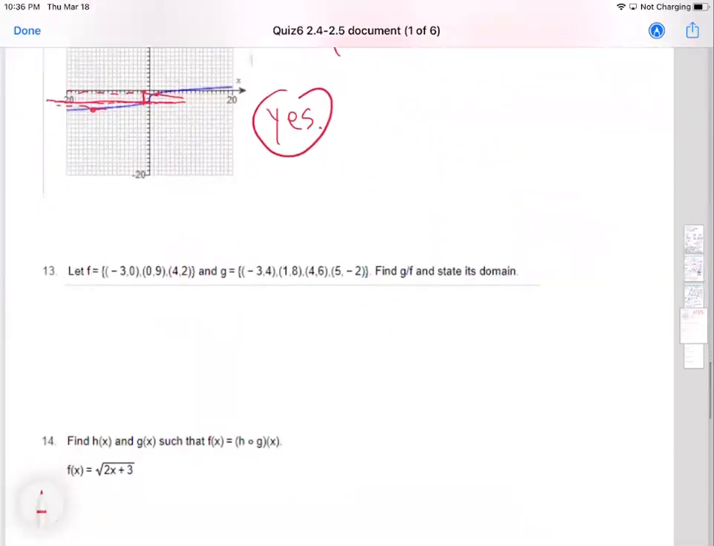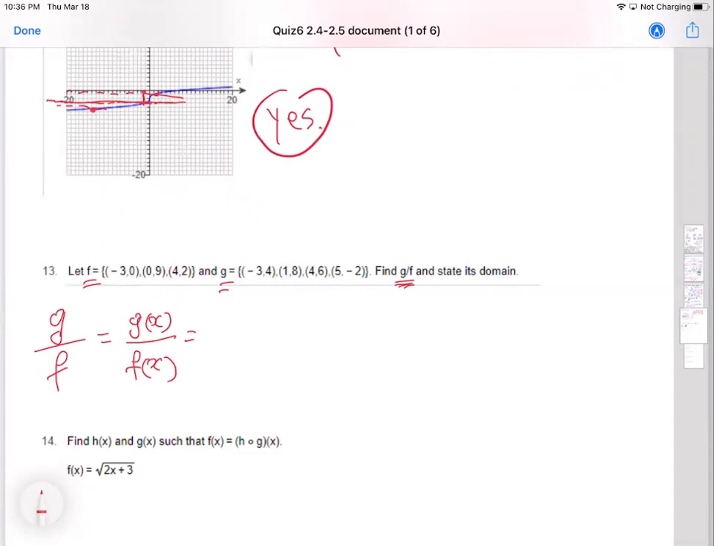Number 13. We're given two functions in set notation of the ordered pairs for each of them, f and g. Find g over f. G divided by f. This actually is g of x divided by f of x. One thing to remember is that when we do operations with these functions, in order for this operation to be done, we need to have g of x to be defined and f of x to be defined for a certain x that we have.